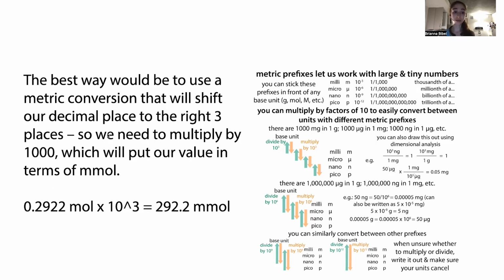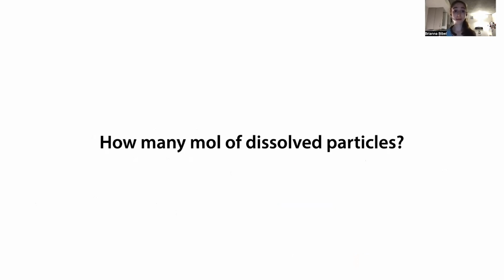So what's going to take us 3 to the right in terms of our decimal place? This is going to take us from moles to millimoles. So millimoles are like our pizza slice in this case, and moles are like a pizza. And so you can see that there are 1,000 millimoles in a mole, because that milli means 1,000. So we can multiply this by 10 to the third, and we're getting 292.2 millimoles.